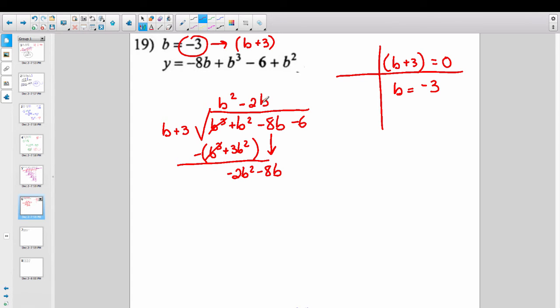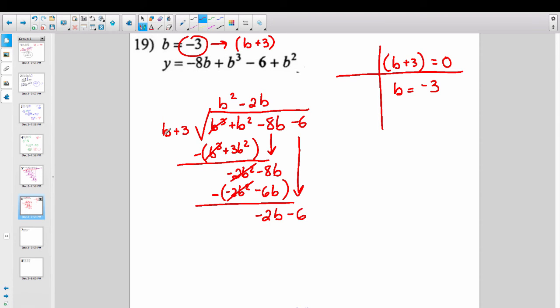2b. Let's do that multiplication, putting it inside a subtraction and parentheses. This would be negative 2b squared minus 6b. These go away. This is a double negative, so negative 8 plus 6 is negative 2b. Let's bring down this final term, minus 6.